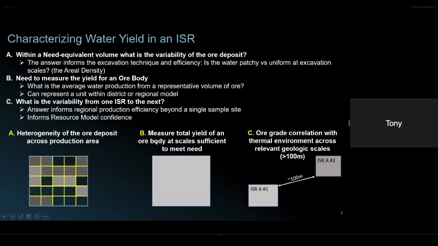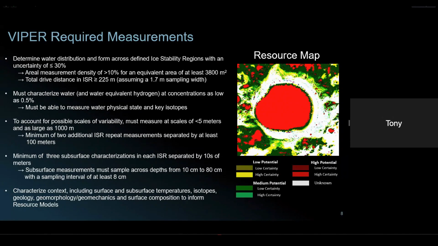We also need to make sufficient measurements that we can characterize the total yield of an ISR. So, while a single lander or two might measure individual patches, it may not have enough continuous measurements of an area to assess a larger area or volume. And then finally, we need to compare one ISR to another ISR, separated by some distance. So that's all key and has to happen in one of these ISRs.